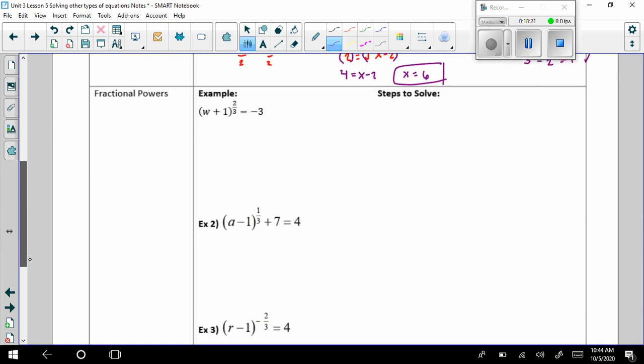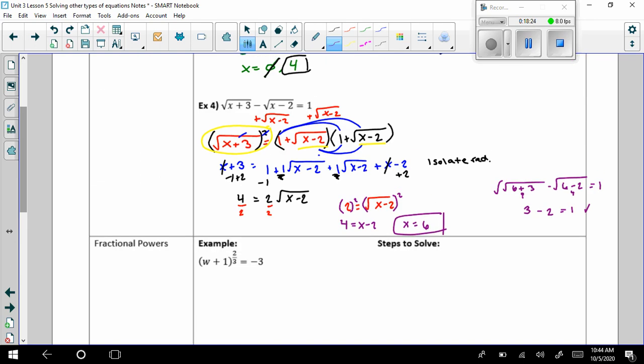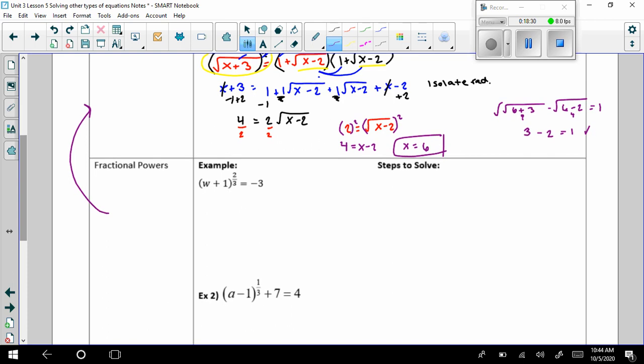All right, our last type of problem is ones with fractional powers, and these are actually the same thing as radicals, because remember, a fractional power, and this is asking you to go back all the way to algebra 2, is power over index. All right, so w plus 1 to the 2/3 power is the same as the cubed root of w plus 1 squared. So power over index, I can rewrite it this way.